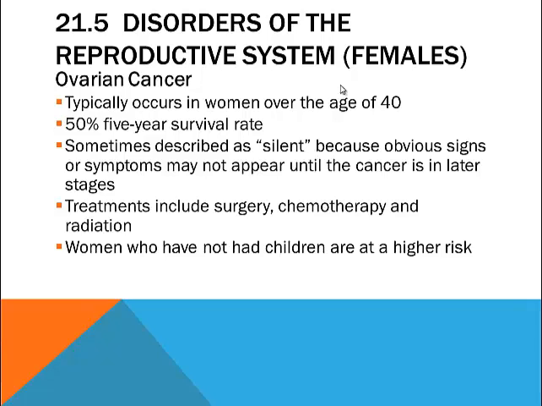Treatments include surgery, chemotherapy, and radiation. Women 40 years and older should have cancer-related checkups every year, known as a pelvic exam. Women without children are 2 times more likely to develop ovarian cancer, and if you've developed breast cancer, this also doubles the risk.